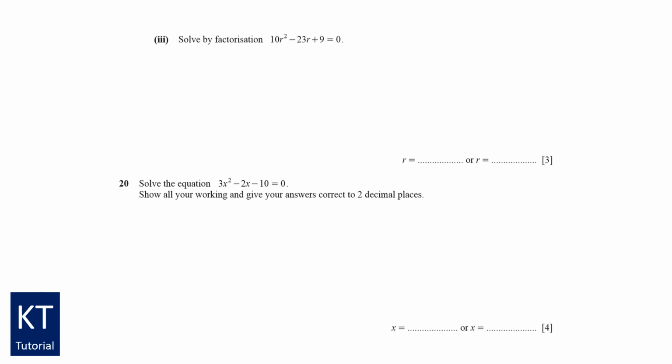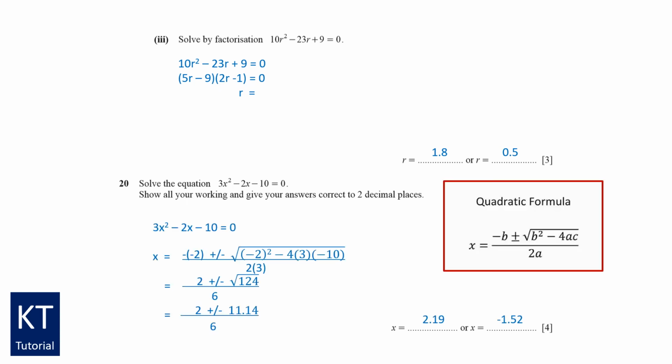Next question. Solve by factorization the given equation. Through factorization, r is 1.8 or 0.5. Question 20. Solve the equation showing all your workings and give your answers correct to 2 decimal places. For this question, we'll be equating 3 as a, minus 2 as b, and minus 10 as c into the quadratic formula to arrive at the 2 required x answers.